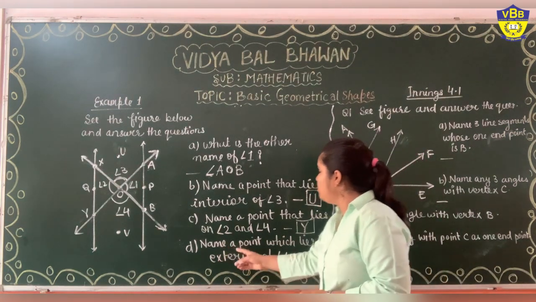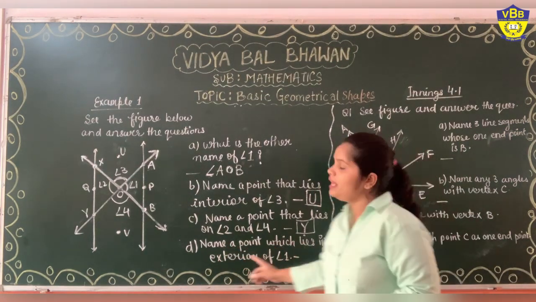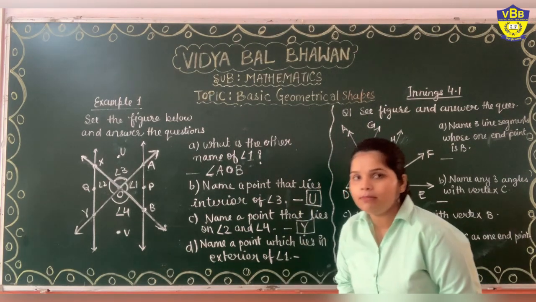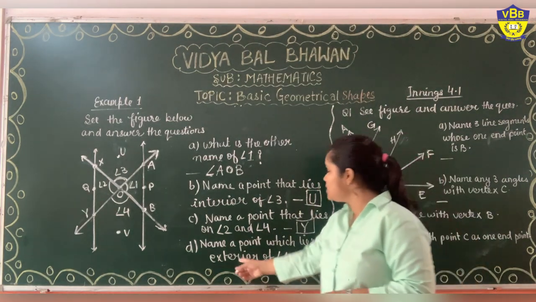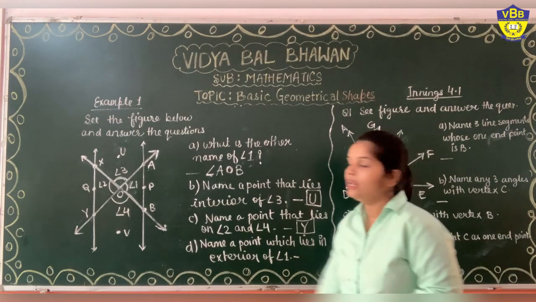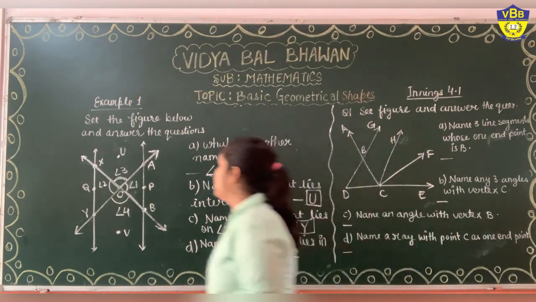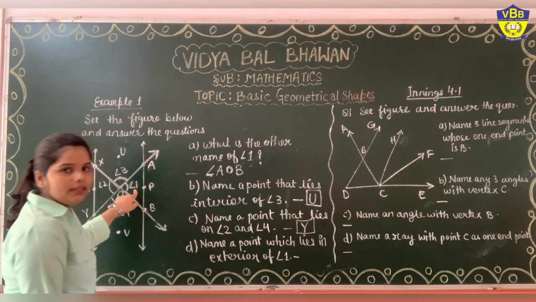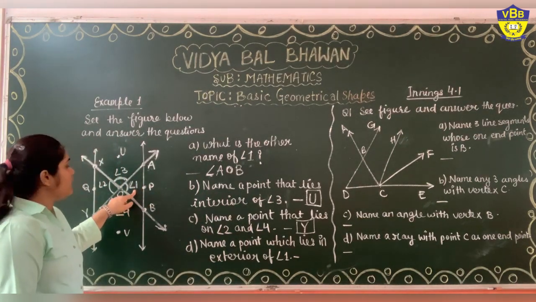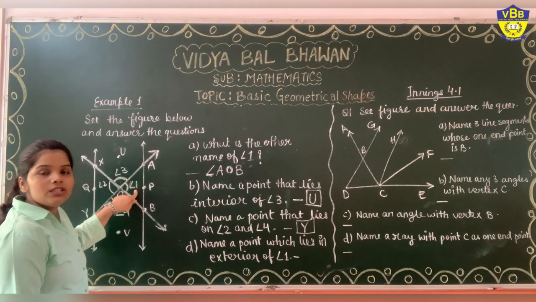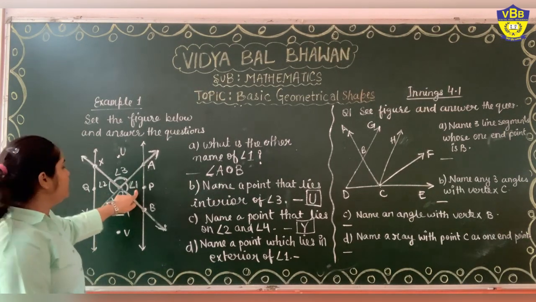Next, name a point which lies in the exterior. Exterior means outside. A point outside of angle 1. Here is angle 1. Tell any point which is outside angle 1.